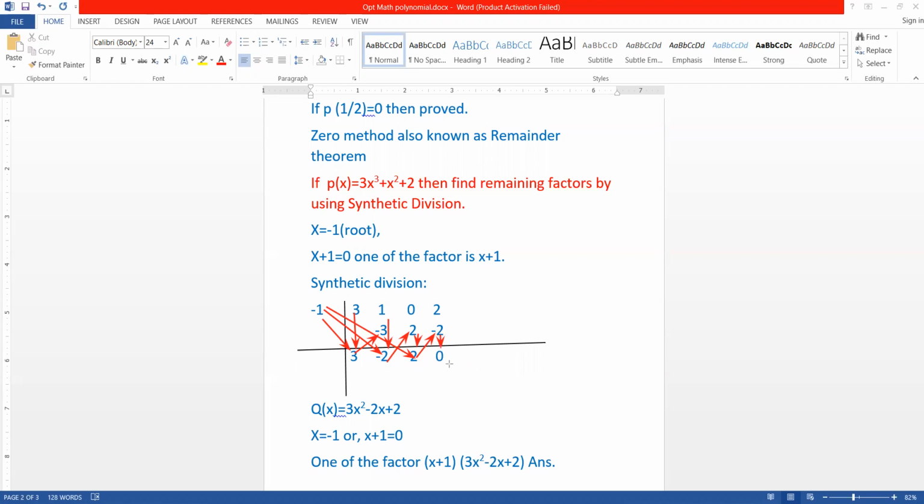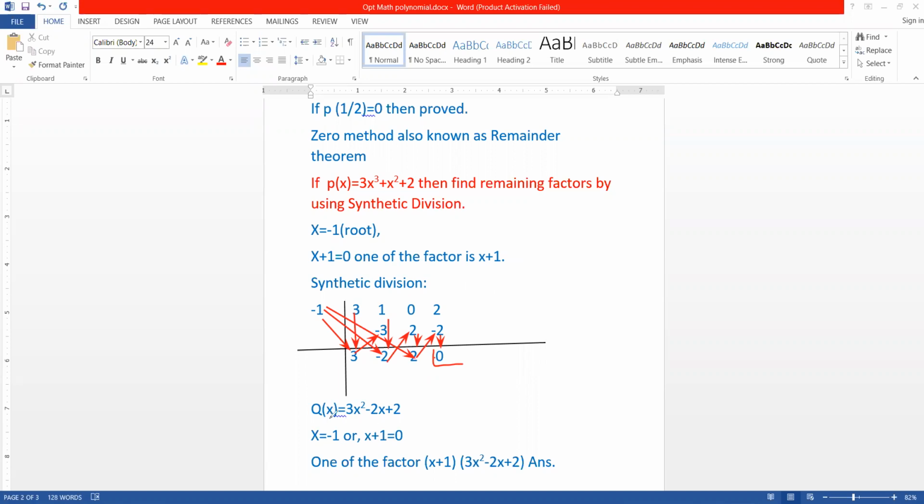And whatever we obtain at last in synthetic division is nothing but the remainder. So this one is the remainder. The remainder is 0, which means it is exact, and x plus 1 is a factor of this polynomial 3x cubed plus x squared plus 2. We are ensuring that.